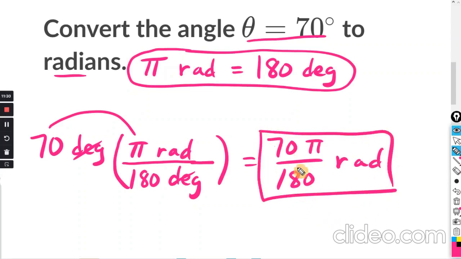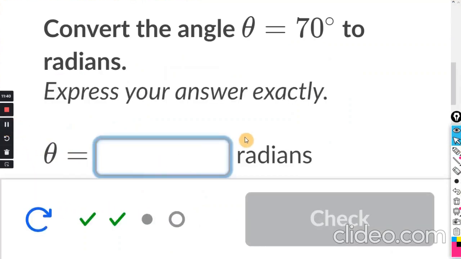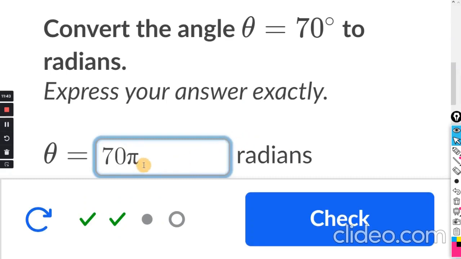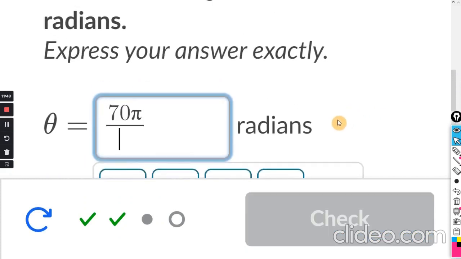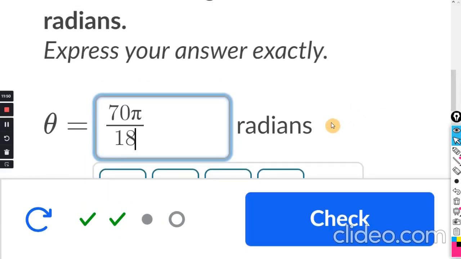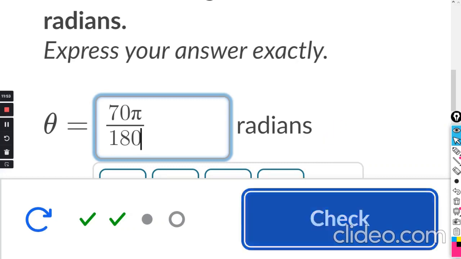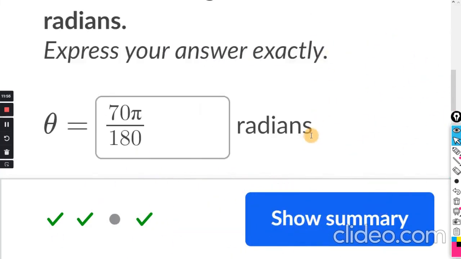Okay, you can reduce this fraction if you like, but they don't make you when you convert to radians. So it's just going to be 70 pi over 180. All right, so in the box, just type 70 pi for the pi symbol, or you can just click the pi symbol and then slash 180. So that's it. If you wanted to reduce it, it would have been 7 over 18 because you divide top and bottom by 10. But like I said, when you go to radians, they don't make you reduce the fraction.